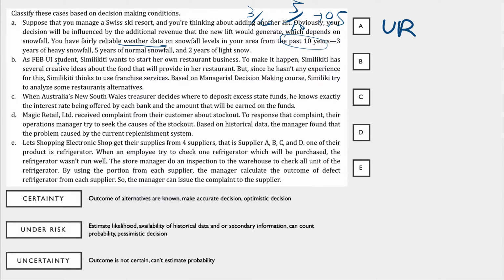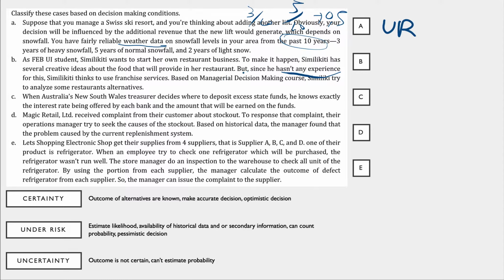Okay, moving on to question B. Smiley Kitty wants to start her own business and has creative ideas, but she doesn't have any experience. She wants to analyze some restaurant alternatives, but she doesn't have any historical data or secondary information.